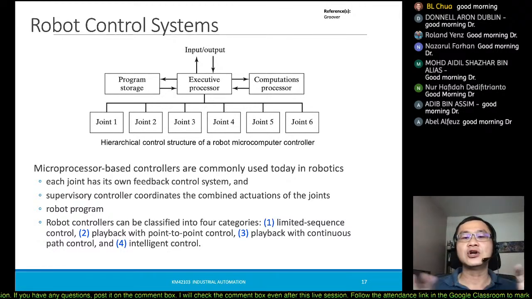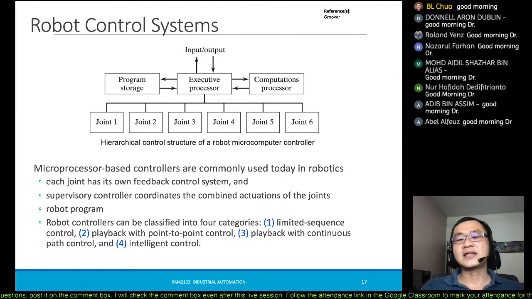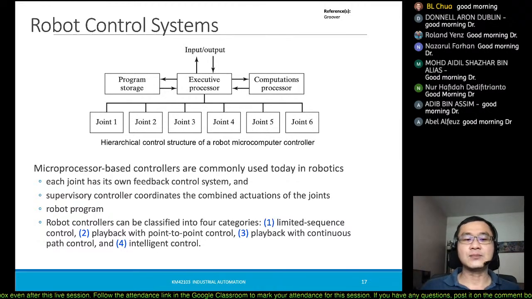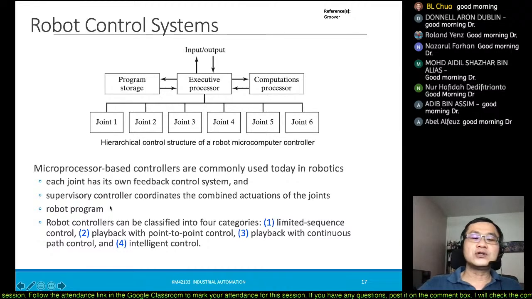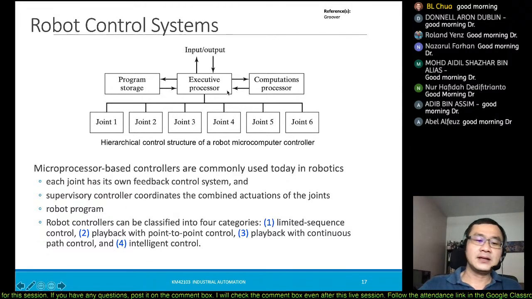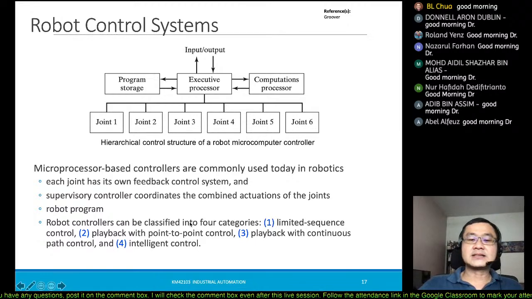It will send the signal to all joints simultaneously, and tell them to move according to the desired motions. In order to do this kind of operations or coordination, you need a robot program. Besides that, you may categorize the robot controller into 4 types.